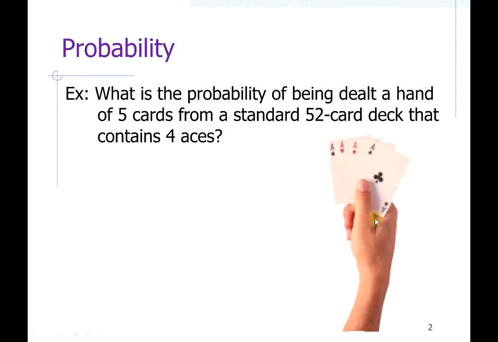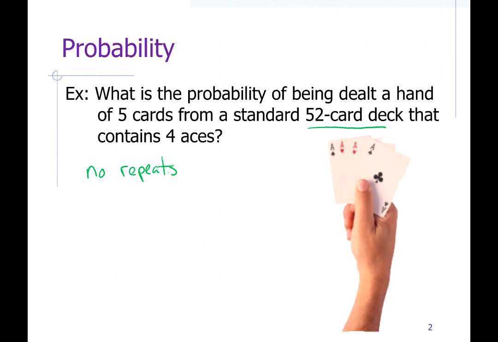So, for example, let's say, what is the probability of being dealt a hand of cards from a standard 52 card deck that contains 4 aces? Okay, so a 5-card hand, 4 of those cards have to be aces. Now, what type of counting process is this? Well, there's a few things that we have to identify here. So there's only one of each card in the deck. So there's 52 cards in the deck, one of each. So there's no repeats.